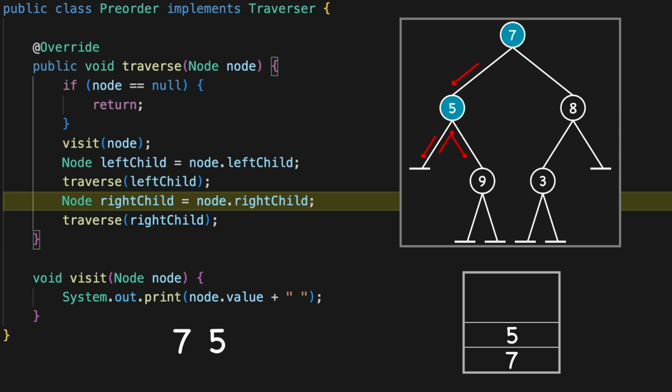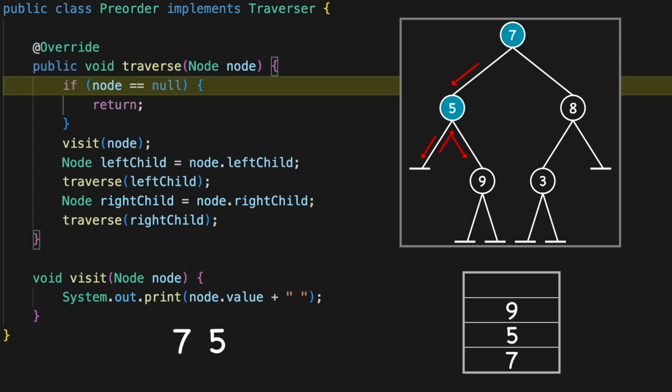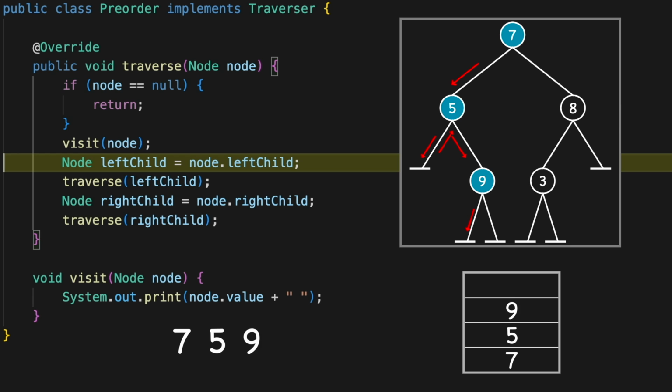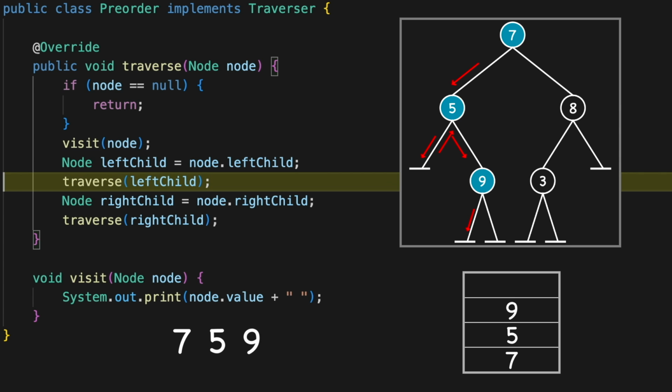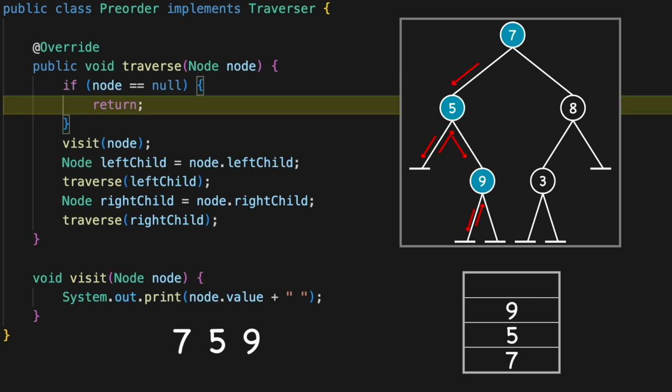We now have a reference to the 9 node. Calling traverse on the 9 node pauses execution on the 5 node and adds a frame to the call stack. The 9 node is not null, so we visit it, get a reference to its left child, which is null, and call traverse on that. Since the current node is null, we return back to the 9 node.